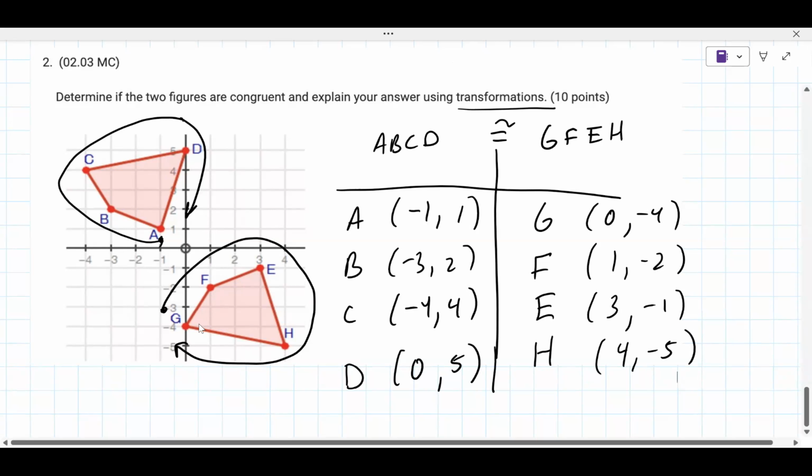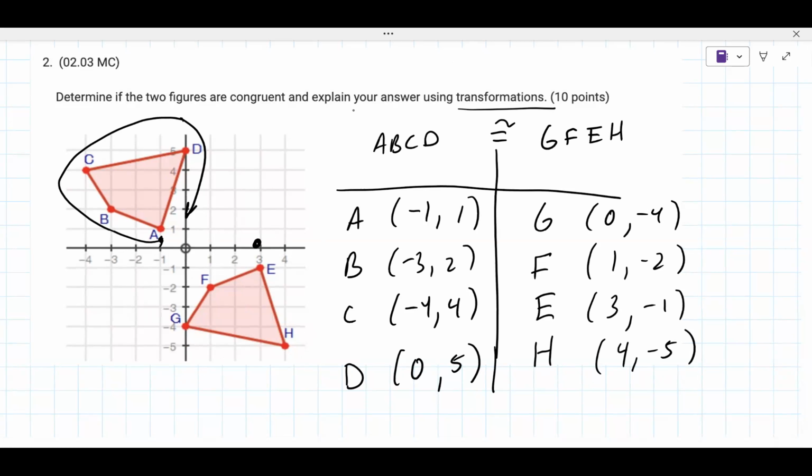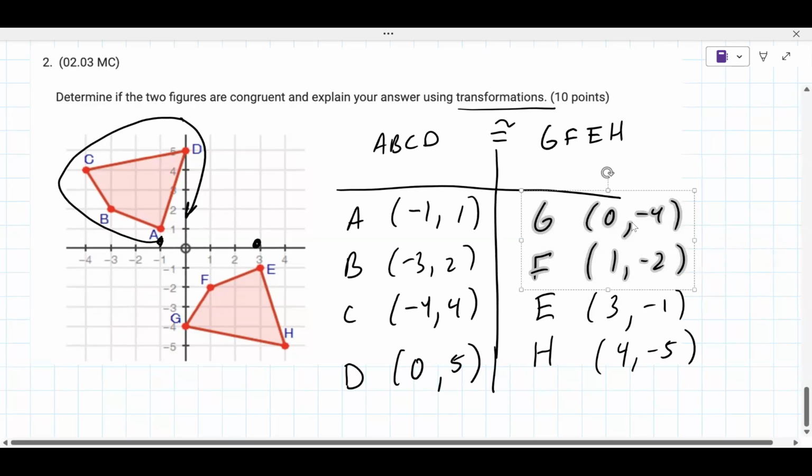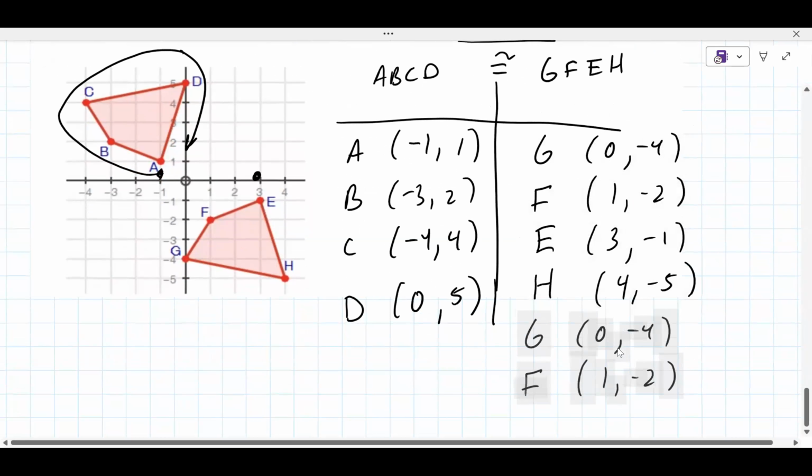Wait, I'm sorry. I did this in the wrong order. That's why this is not working. I apologize. A corresponds to E. So A actually corresponds to E, so we've got to move some of this around here. Oh boy. That's why this wasn't working. This is really bad.